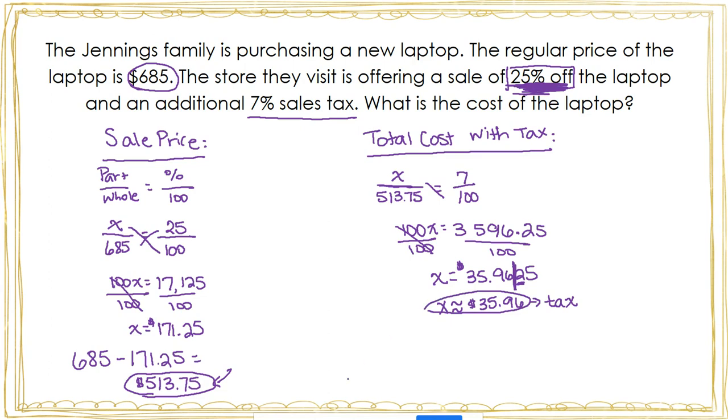To find the total, I know that they are paying now a reduced price of $513.75 for the laptop, and they also have to pay an additional tax of $35.96. So to find the total that they will pay, we are going to add $513.75 plus $35.96.